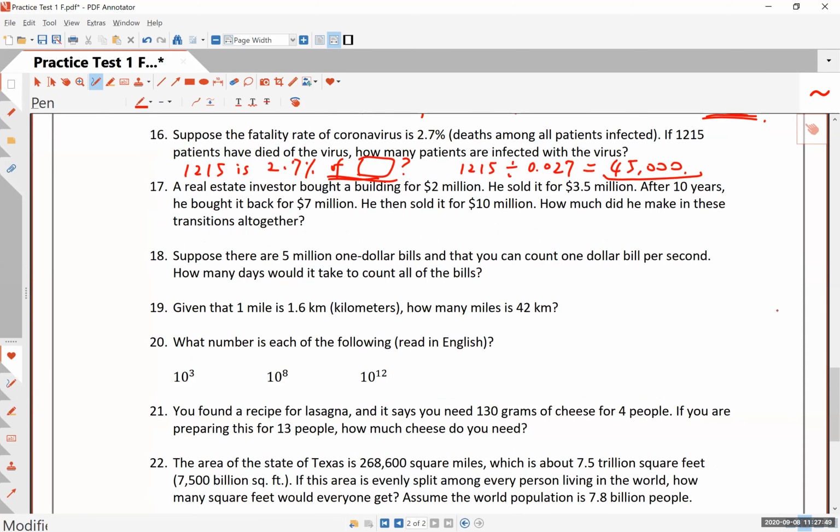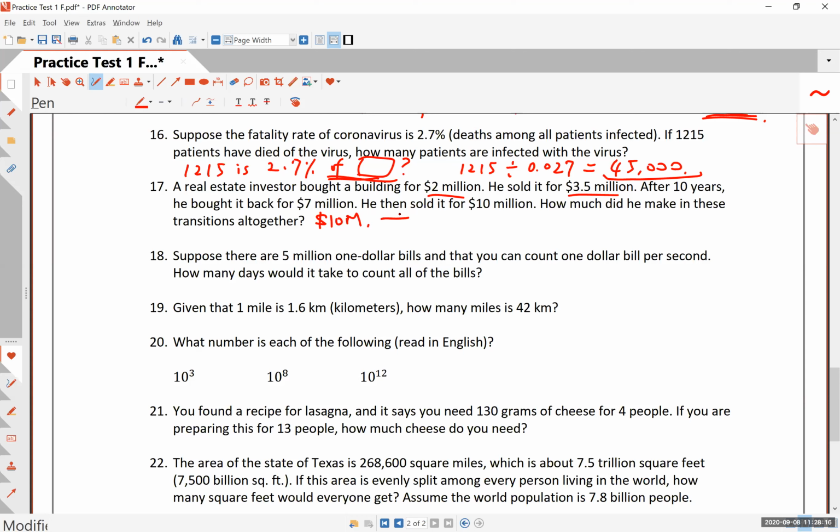Number 17, a real estate investor bought a building for $2 million. He sold it for $3.5 million. After 10 years, he bought it back for $7 million. Then he sold it for $10 million. How much did he make in these two transactions altogether? If you think you're confused, you can start with a certain number of dollars. What would be a good number of dollars? Let's start with $10 million.